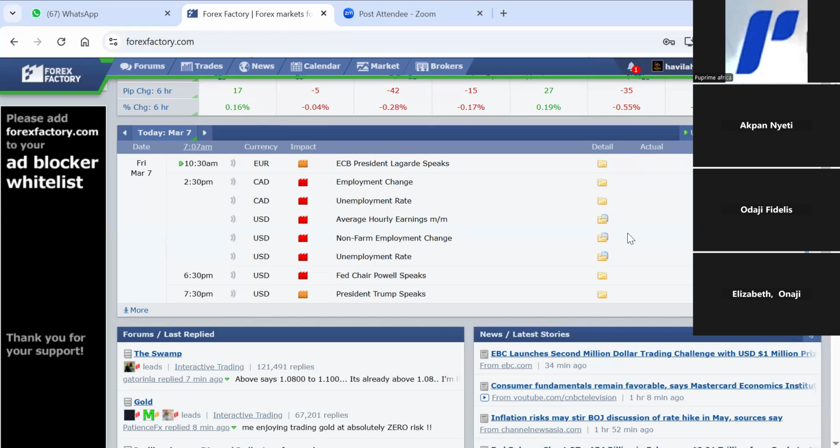But if the number of people looking for employment is reduced, let's look at the percentage here. Let me use that specifically. In the previous month, we had 4% for unemployment rate. Now the forecast is still the same 4%. If the actual to be released today comes out less than 4%, that will be good for the currency. The currency will strengthen. So if the actual comes out as 3%, for example, it will be good.